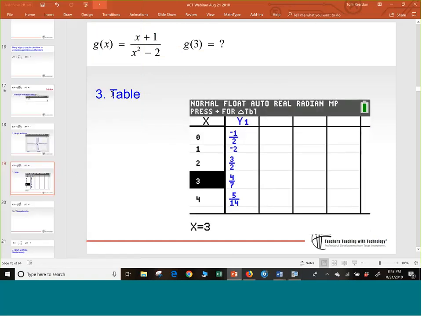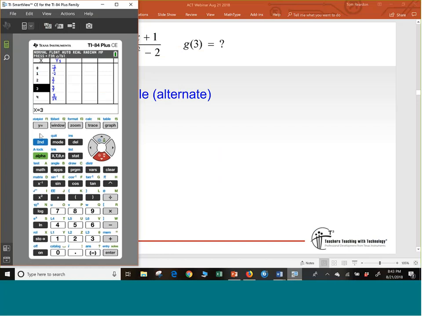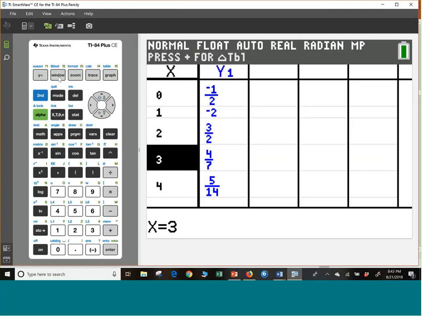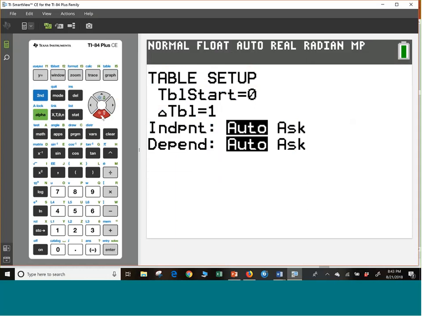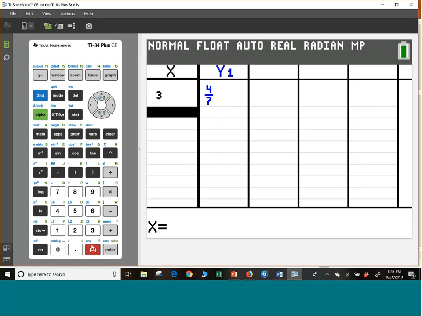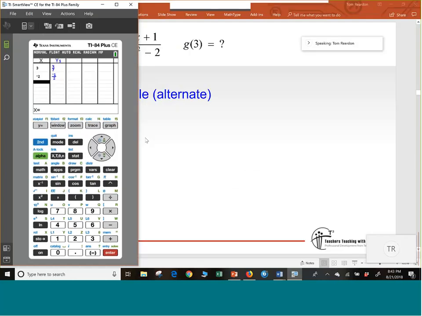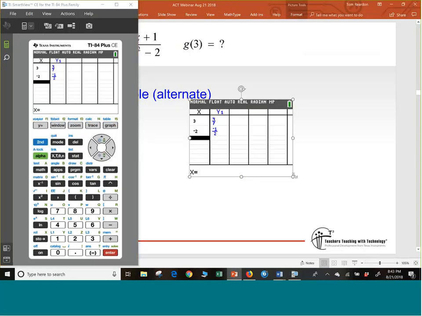Now, there's 2 table ways to do this, and Jeff reminded me of this when we were talking about it, what I call the alternate way. And that is, if I go back to the table set, second window, if you go down to independent and go to ask, in case you've forgotten what that does, if I go to table now, it's waiting for me to ask for the value of x. Like, I want to know what it is when x is 3, I type it in. If I wanted to know what it was for x equals -2, I type it in. So you don't have to flip through the whole table. You can just get the ones you want. And so that's what I call an alternative way of doing that one.